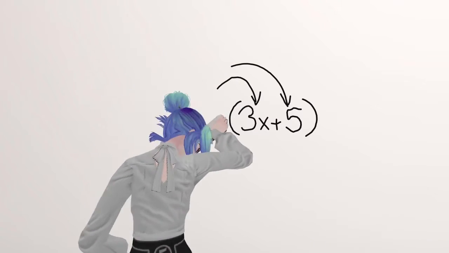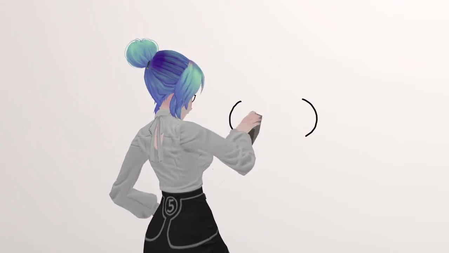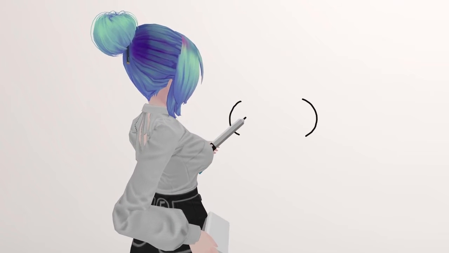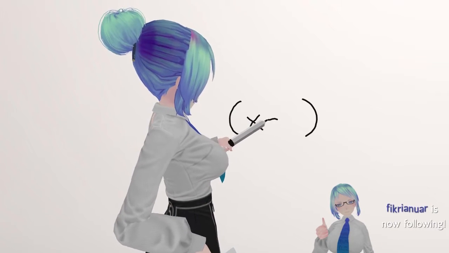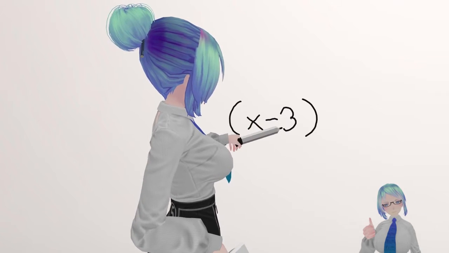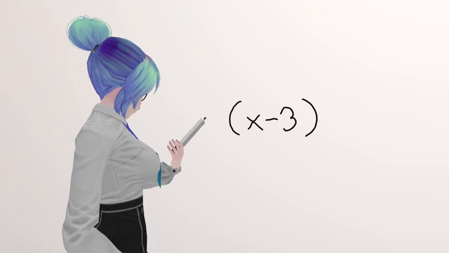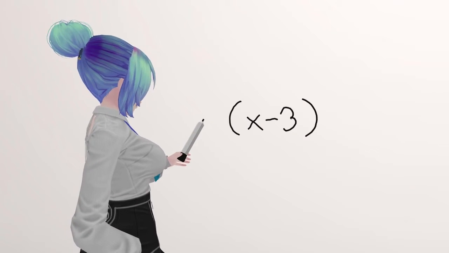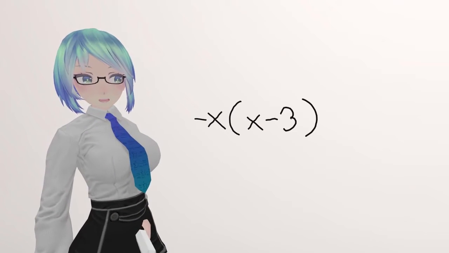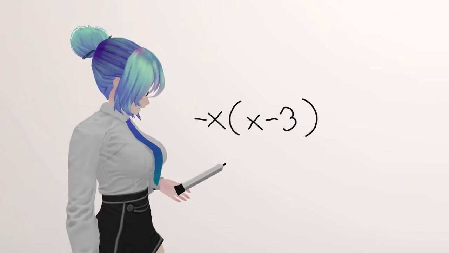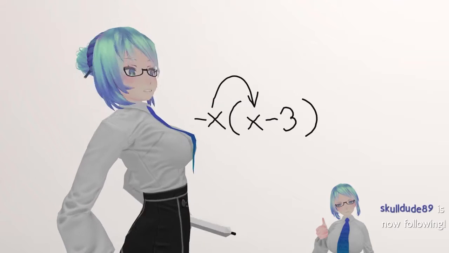Let's go a little bit crazy here. Let's do x minus 3. Oh, we have a minus. Now let's do negative x. Oh, very, very scary. Negative x times x.